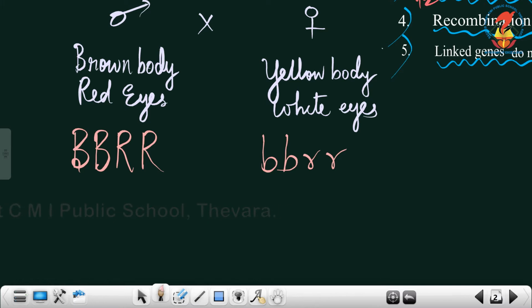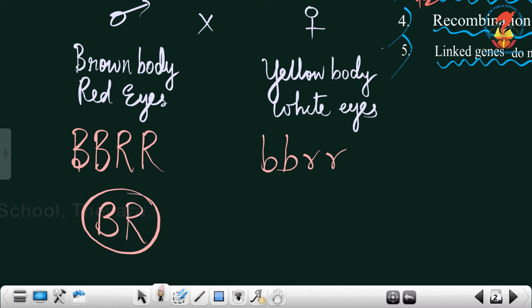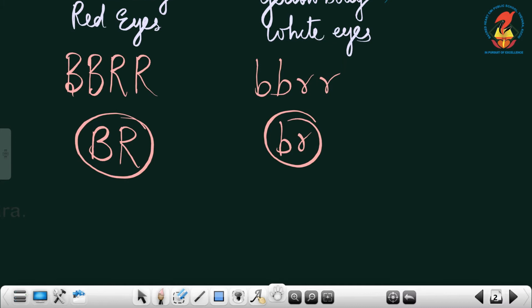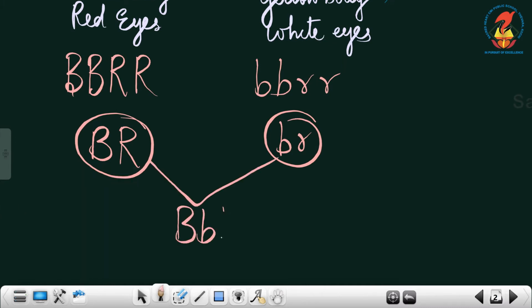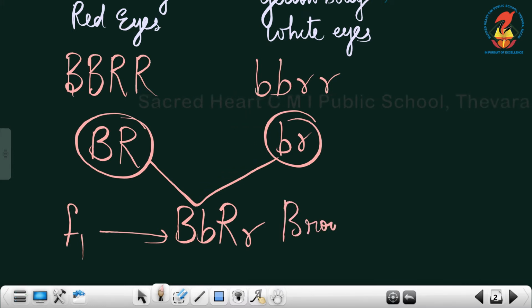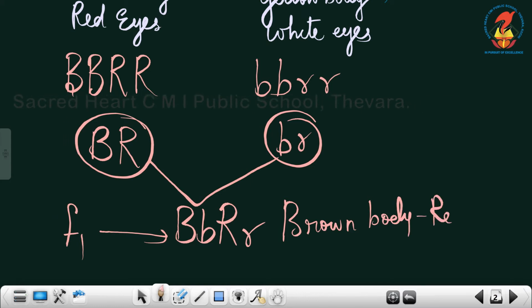Okay, now gametes. Here the gametes will be capital B, capital R in circle, here small b, small r. Then F1 generation, we get capital B, small b, capital R, small r. Okay, now this is the F1 hybrid. The genotype is revealed, what will be the phenotype? The phenotype is brown bodied, red eyed.